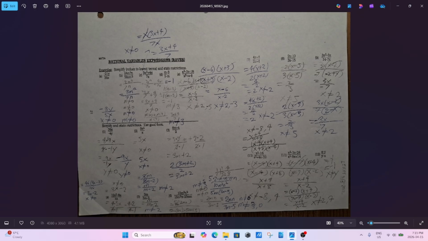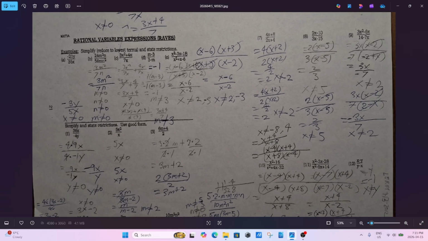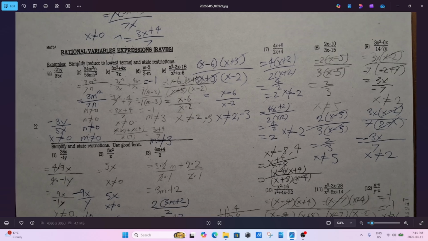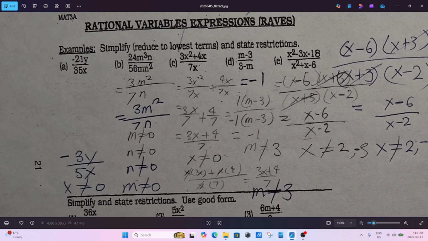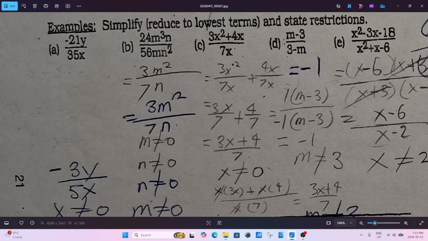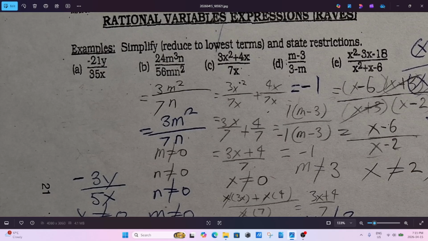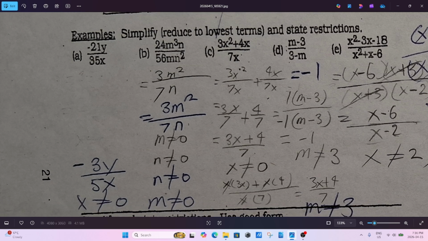Rational variable expressions. So here we have: simplify, reduce to lowest terms, and state restrictions. So question A says negative 21y divided by 35x. So there's a 7 times 3 on top and a 7 times 5 on the bottom. So the 7 cancels and you get negative 3y over 5x. And x cannot be 0.